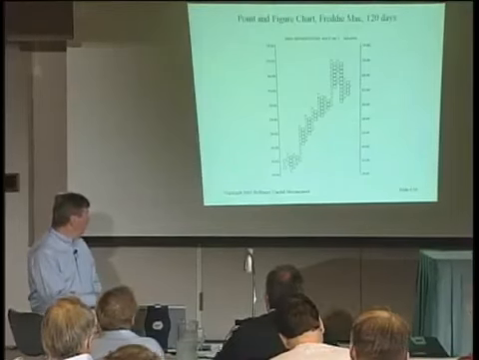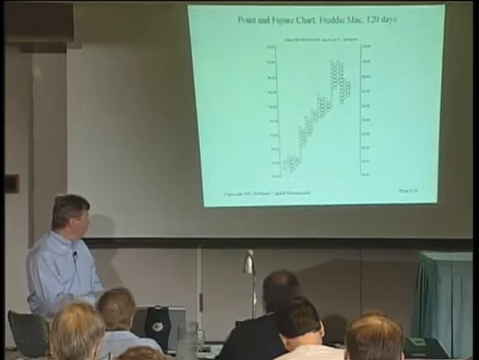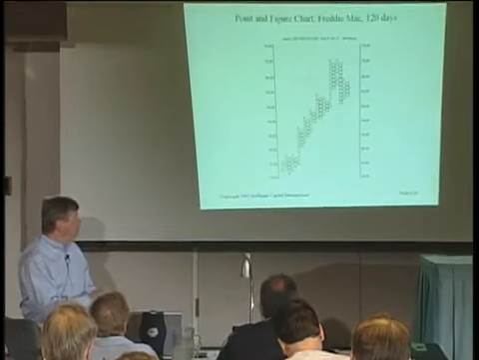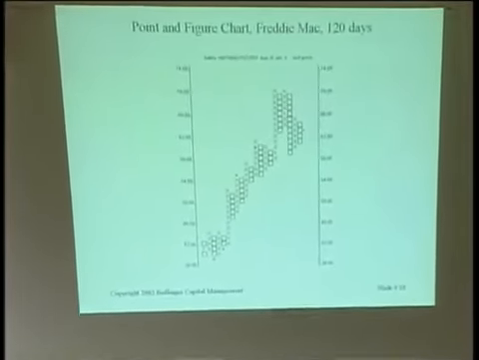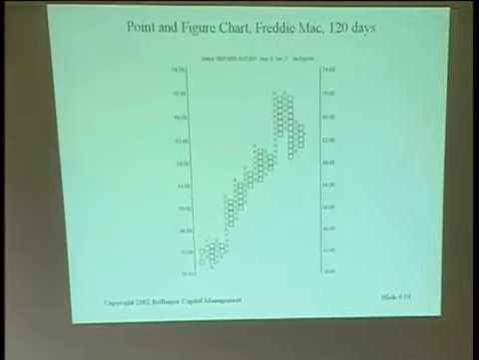Point and figure charts change the value of the box based on where you are. So in a way, they are already logarithmically scaled. For instance, the value of a box down here will be smaller than the value of a box up here. There are rules that say between $5 and $20 you should use a box of, say, half a point, and between $20 and $50 use a box of a point, and above 50 you use a point and a half or whatever.